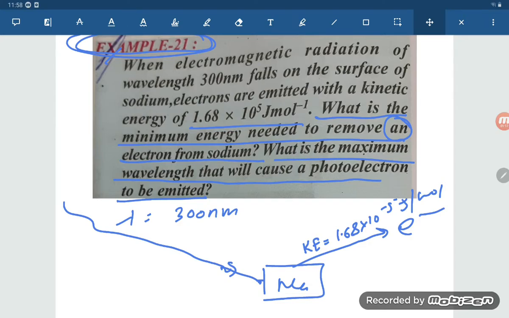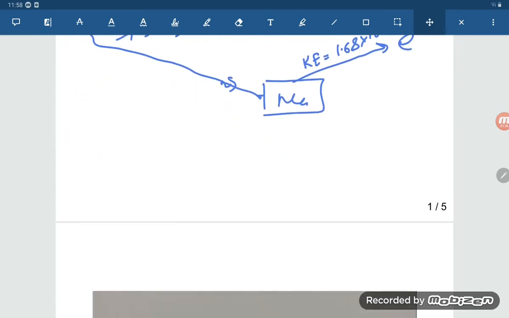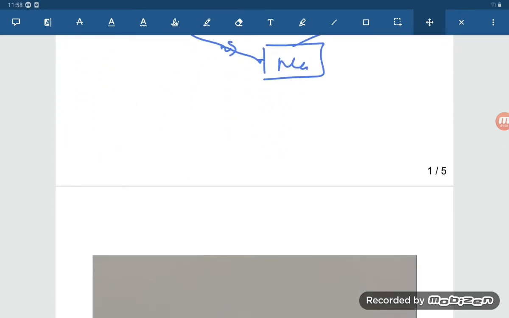First of all, we should know the minimum energy needed to remove one electron from sodium. Then they are asking what is the maximum wavelength that will cause a photoelectron to be emitted. So let us move and solve. You know one formula, students. I am writing the formula first.